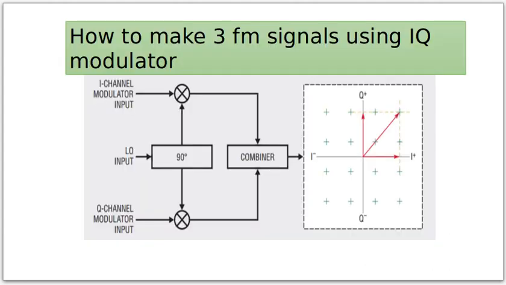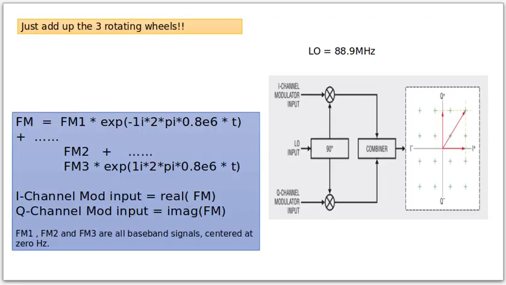So how could we create the three FM signals using one IQ modulator? And that's where the negative frequency comes in. We simply add up the three rotating wheels, add them all up, and send that through the IQ modulator. And we're describing the offsets relative to our center. In our case, the center is 88.9. So simply add the three rotating phasors, and there you go.